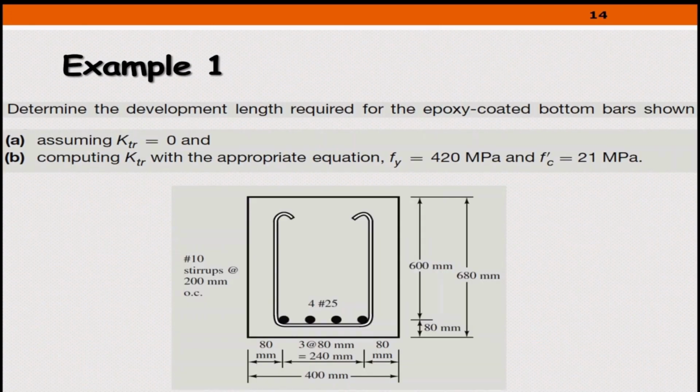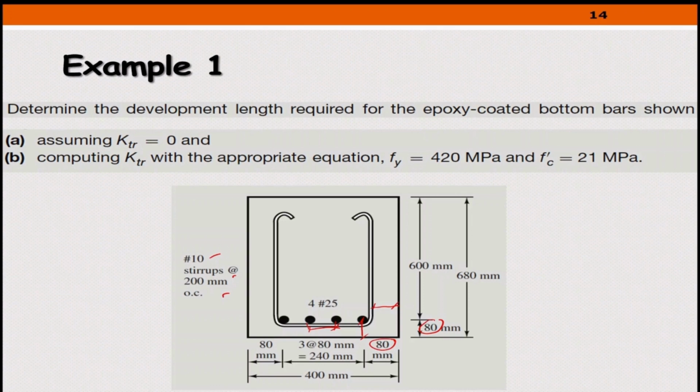Let's look at an example, which demonstrates how to evaluate the development length for a beam. This beam is given with full information, and notably you can see that the side cover, the lower cover, and the spacing are all 80 millimeters. We will use this. We also have information about the stirrups.